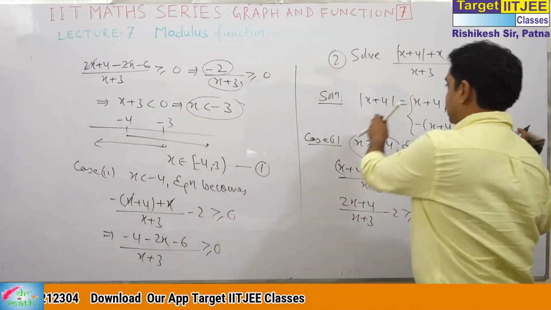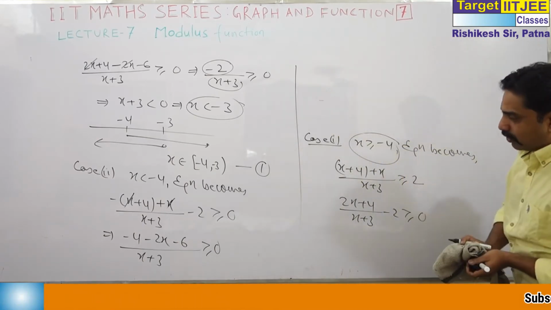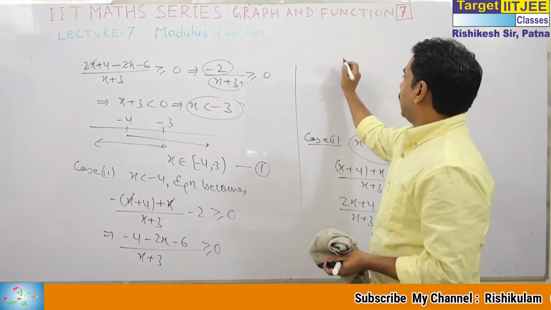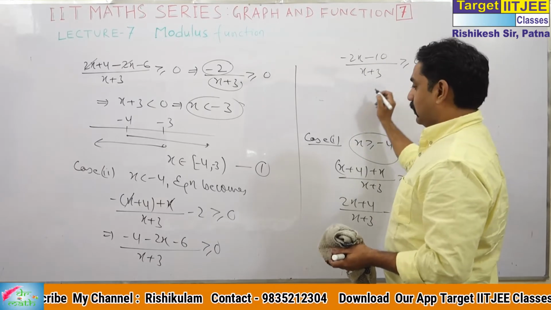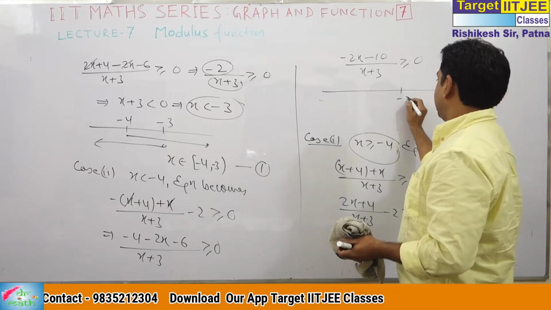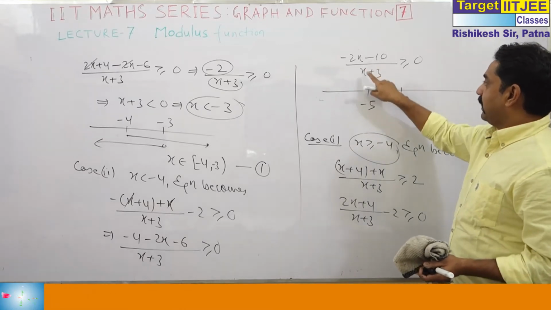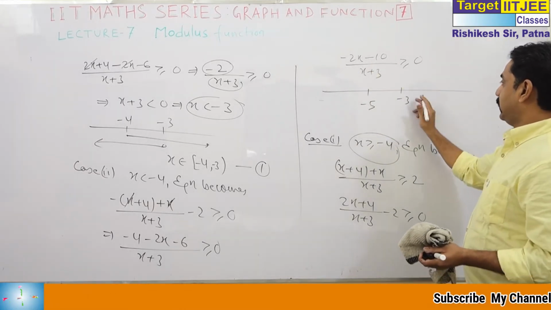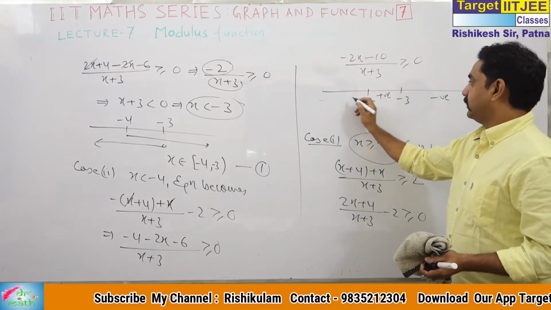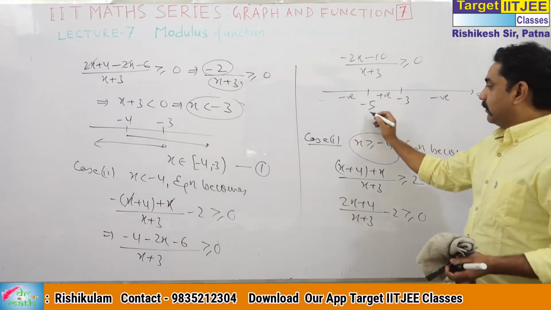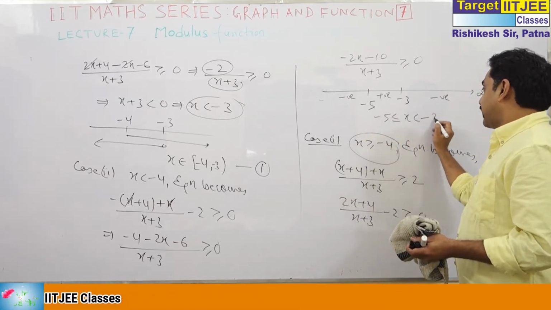What we get is (-2x - 10)/(x + 3) ≥ 0. Take the sign scheme. The denominator is zero at minus 3, the numerator at minus 5. If you check at x equal to 0, it is negative, and 0 lies to the right of minus 3. So this region is negative, this positive, and this negative. From here we get -5 ≤ x < -3.